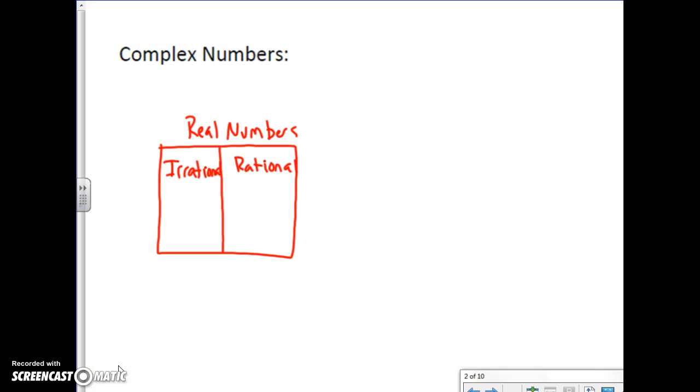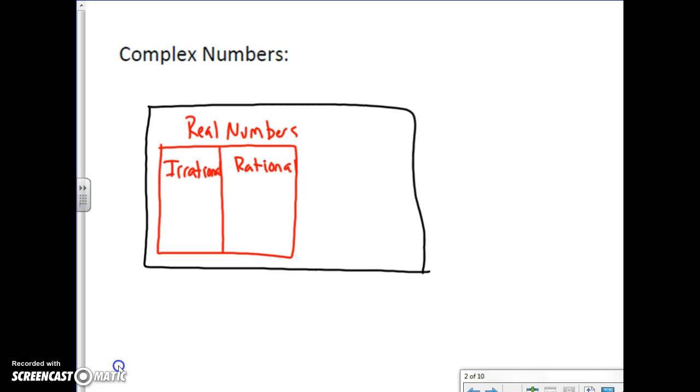Well, real numbers, rational numbers, and irrational numbers are part of a bigger picture of types of numbers, and that is called the complex number system. So what I want to talk about is what complex numbers are. A complex number is something that contains a real number and something else called an imaginary number.